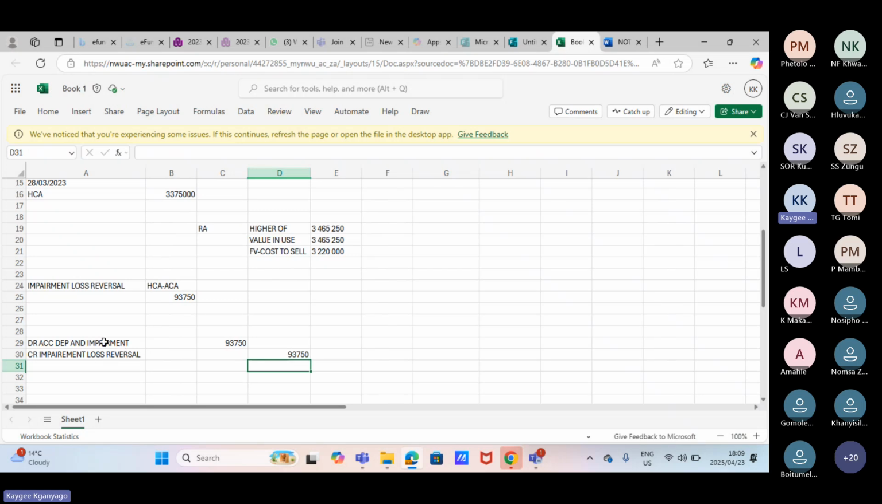The moment you debit this, and again, this is like an income, ne? This is P&L. It's like an income. This is the statement of financial position.